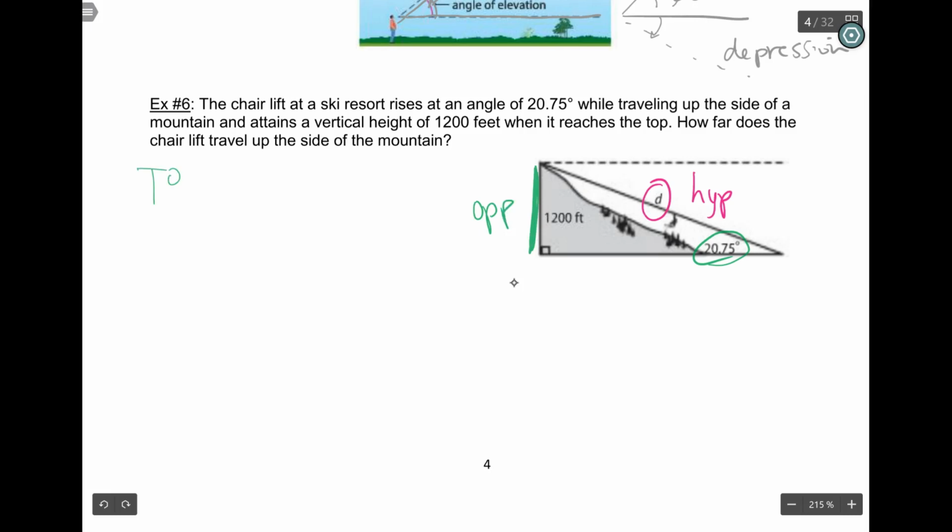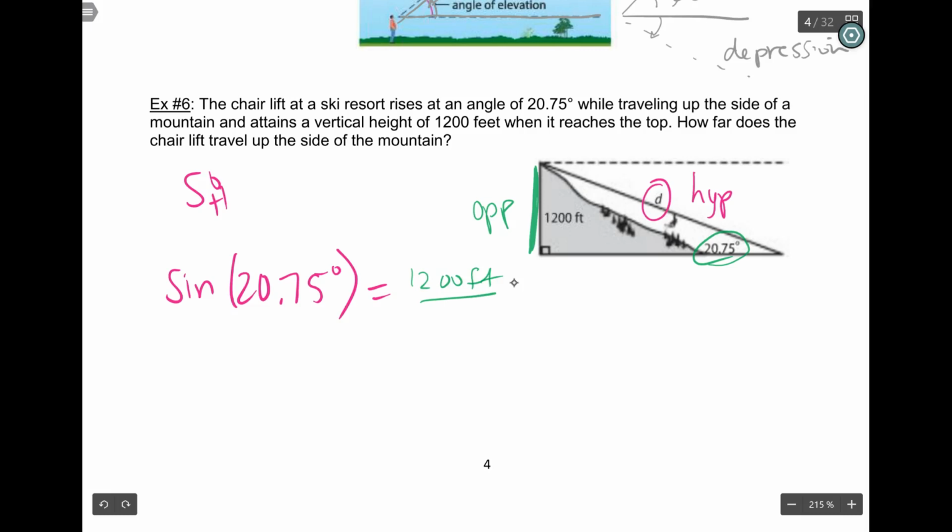And tangent is equal to opposite over... oops, that's not the one I want to use. Okay, hypotenuse and opposite. So sine is equal to opposite over hypotenuse. So we take sine of 20.75 degrees. That's going to equal our opposite, 1,200 feet, divided by hypotenuse.